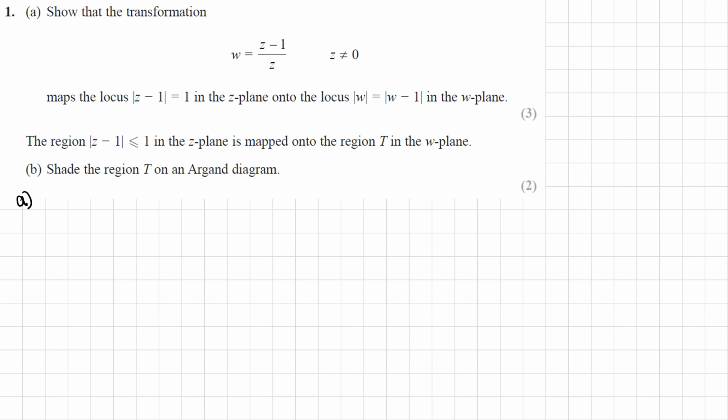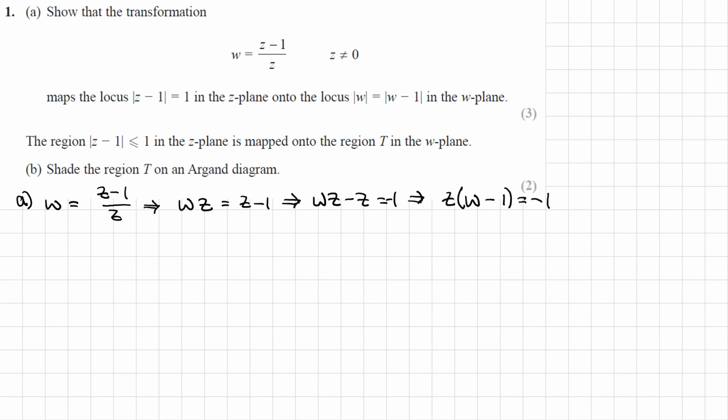Okay, first thing we're going to do is to take our transformation and rearrange it to make Z the subject. So we have W is equal to Z minus 1 over Z. We times both sides by Z, so we get WZ is equal to Z minus 1. We move the Z terms to the same side, and then the next step after that I'm going to factorize out the Z. So I get Z, and in brackets W minus 1 is equal to minus 1. After that I'll divide both sides by the brackets. I'll get Z is equal to negative 1 over W minus 1.